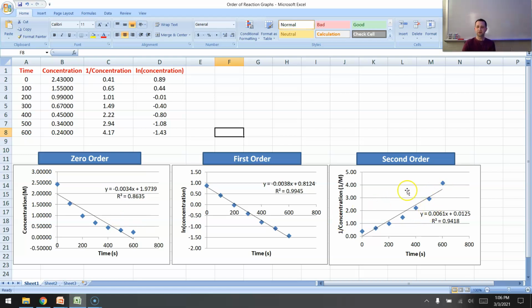If it's second order and my 1 over concentration versus time is linear, then of course it's a second order reaction. I use my second order integrated rate law and go from there. Okay, so let's go ahead and wrap up the lesson here, and then we'll take it from there.